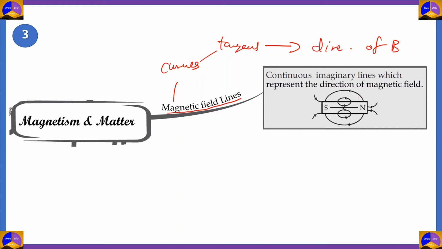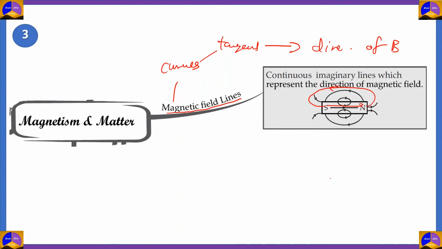So magnetic fields, unlike electric fields, form closed continuous loops. They start from the North Pole and move on until they reach the South Pole. So outside the magnet, the magnetic field lines move from north to south, and inside the magnet they go from south to north.